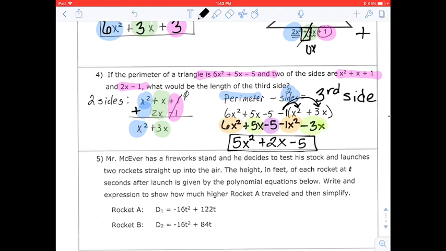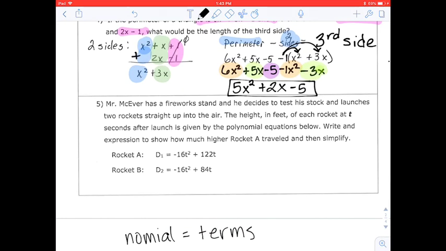All right, one more problem. Mr. McKeever's fireworks stand. So Mr. McKeever has a fireworks stand, and he decides he needs to test his stock before he sells it to make sure that these are good fireworks. So he takes 2 of the really good rockets and launches them straight up into the sky. The height in feet of each rocket at t seconds after launch is given by the polynomial equations below.